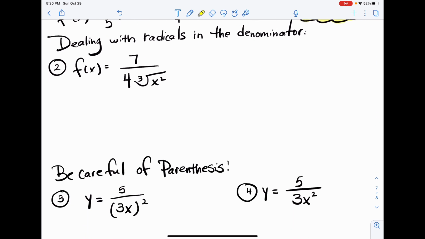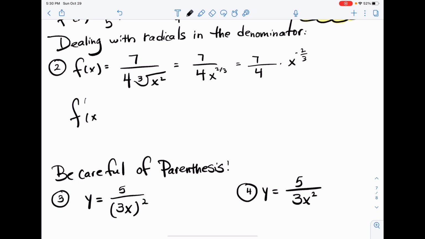Dealing with radicals in the denominator. Well, this is equal to 7 over 4, and this is x to the 2 over 3, power over root, which is 7 over 4 times x to the, when I bring that up, it becomes negative 2 over 3. Now, and only now, am I ready to take the derivative. Multiply 7 over 4 times negative 2 over 3, x to the negative 2 over 3 minus 1. Look at the form my minus 1 is taking now, 3 over 3.